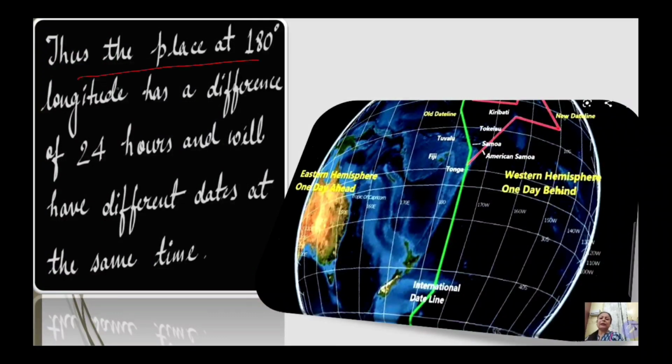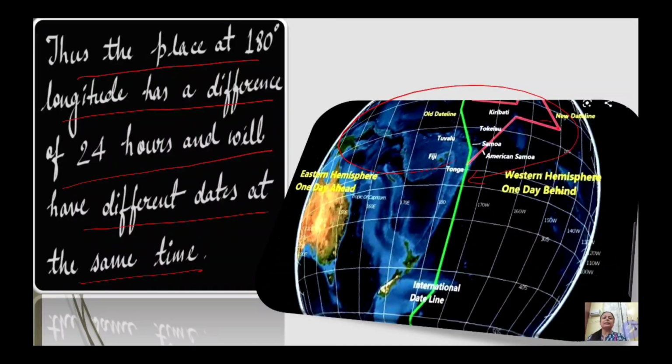Thus the place at 180 longitude has a difference of 24 hours and will have different dates at the same time. So, as one crosses 180 longitude, from one extreme to another, there will be a difference of 24 hours, and one day is of 24 hours. So, as one crosses the line, a day or a date changes.